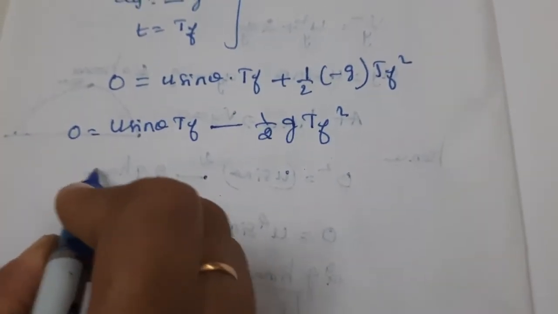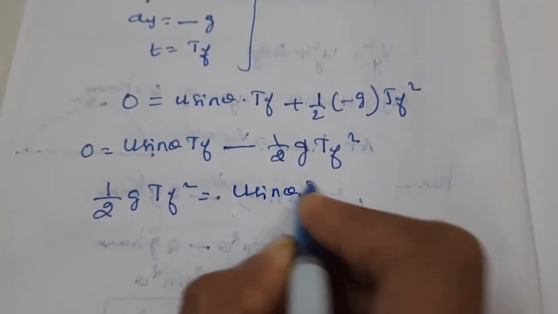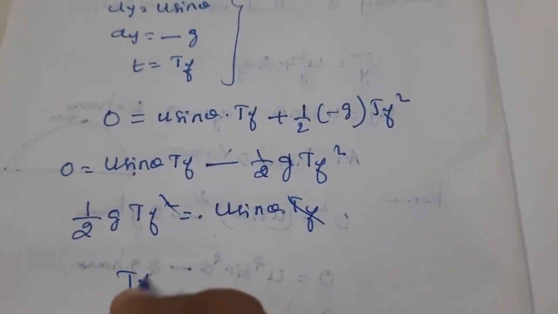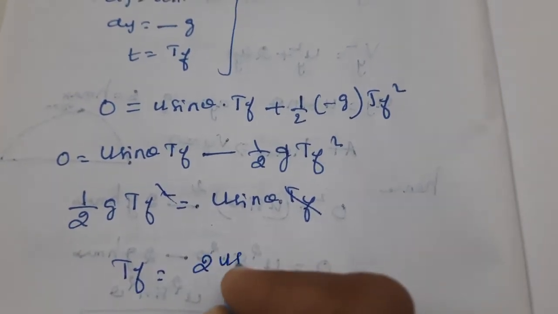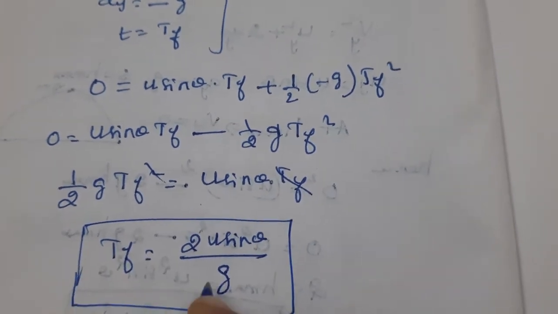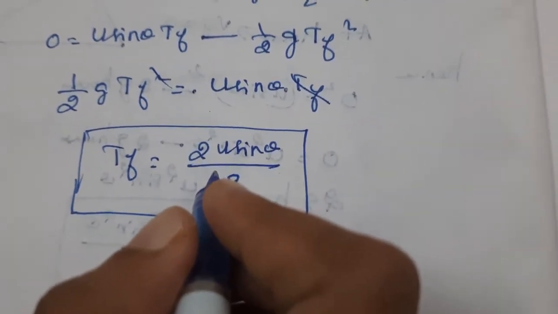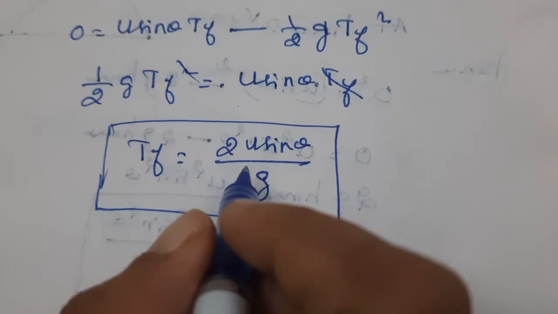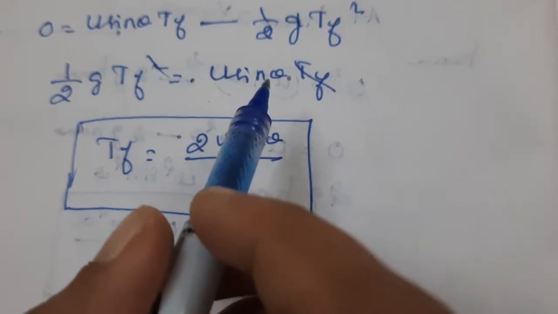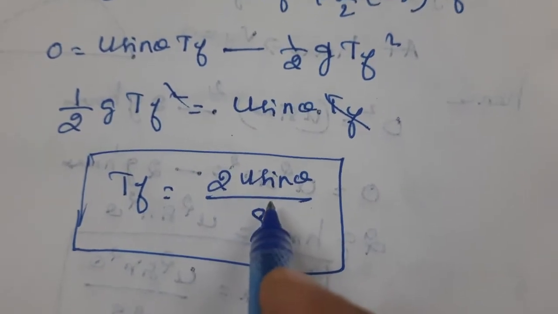We can rewrite this: half g tf square is equal to u sin theta tf. So one tf from tf square and tf get cancelled. We can write tf is equal to 2u sin theta by g. So this is the time of flight. Time of flight can be obtained from the relation s is equal to ut plus half at square, using the vertical components of displacement and velocity.